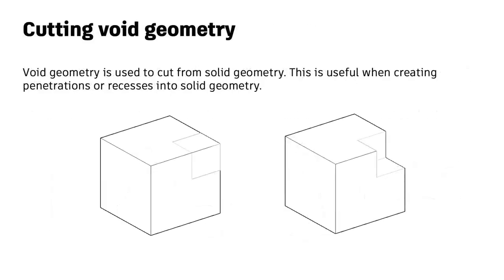Void geometry is used to cut from solid geometry. This is useful when creating penetrations or recesses into solid geometry. You first create your void geometry and then use the cut command to cut this from the solid. Note that solids can also be joined to form monolithic shapes.